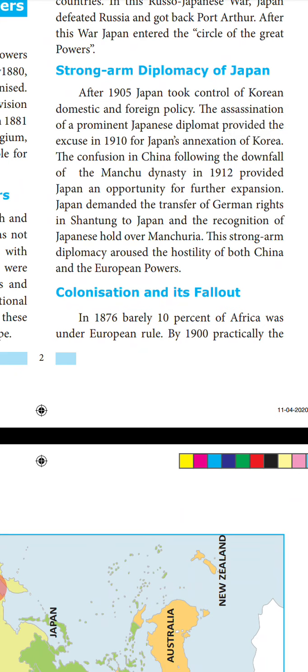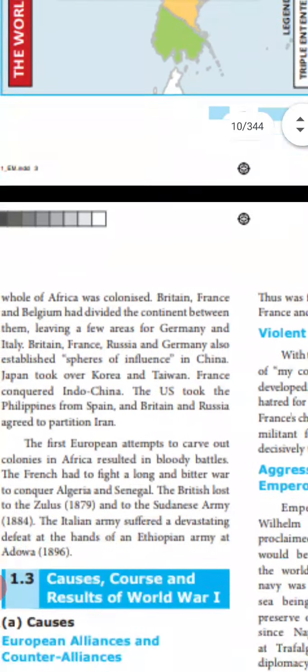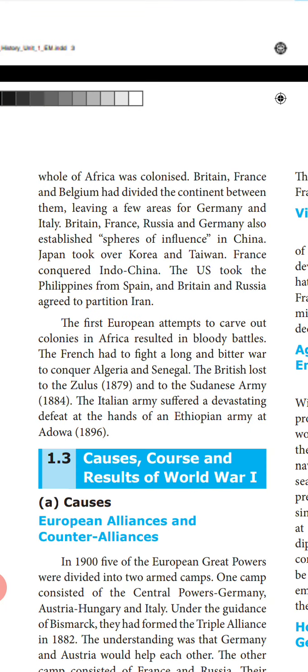Colonization and its fallout. In 1876, barely 10% of Africa was under the European countries. The European countries captured most of the parts of the African continent. By 1900, practically the whole of Africa was colonized. Britain, France and Belgium had divided the continent between them, leaving a few areas for Germany. What are the countries? Britain, France and Belgium. These three countries captured almost all the parts of Africa except a few areas for Germany and Italy.